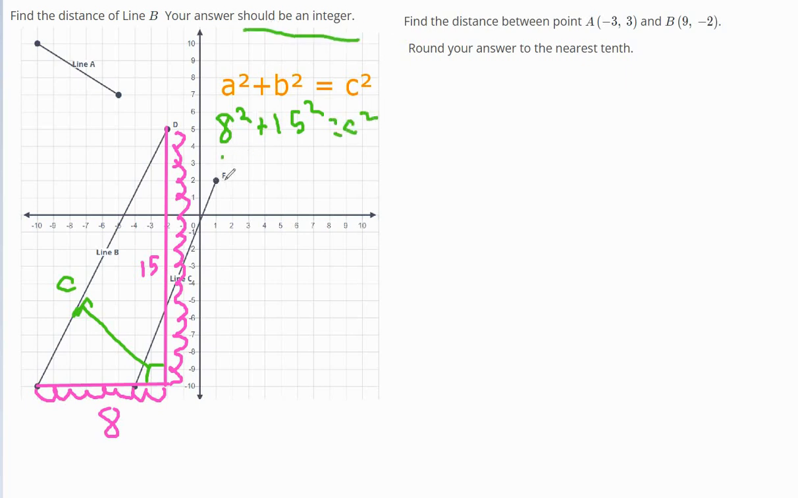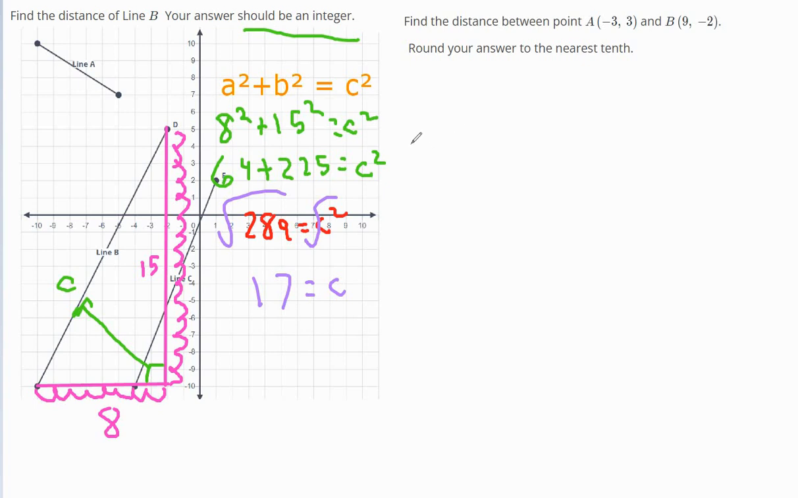8 squared, 8 times 8 is 64. 15 squared, 15 times 15 is 225. 64 plus 225 is 289. And the opposite or inverse of a square number is the square root. And that's going to give us 17, our answer. That's good because it checks out that it is an integer and it's also the largest of the 3 numbers, which we were expecting and hoping for.